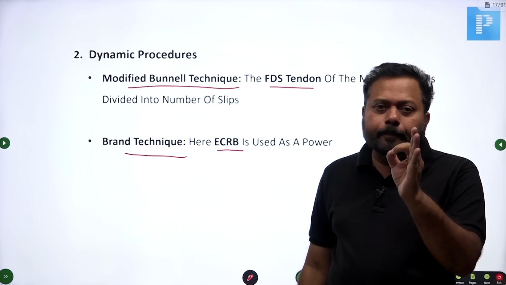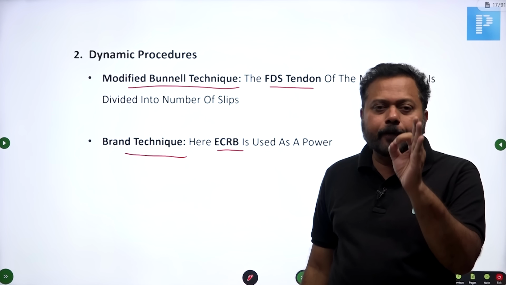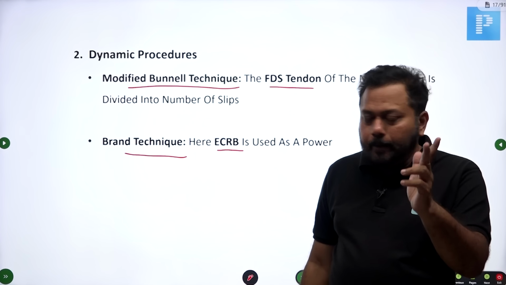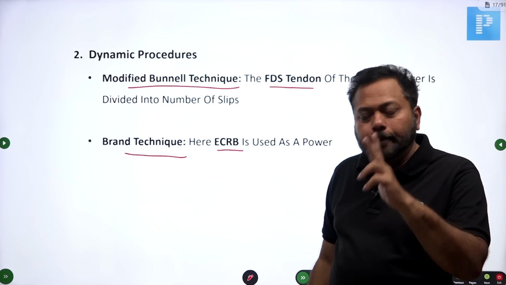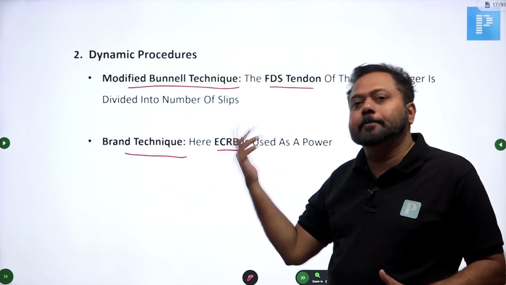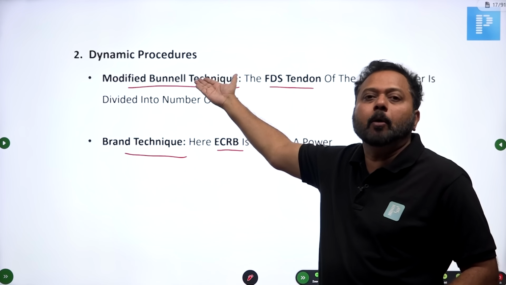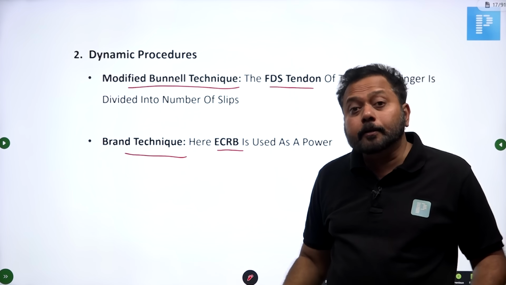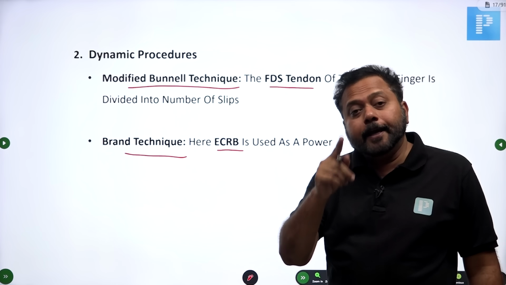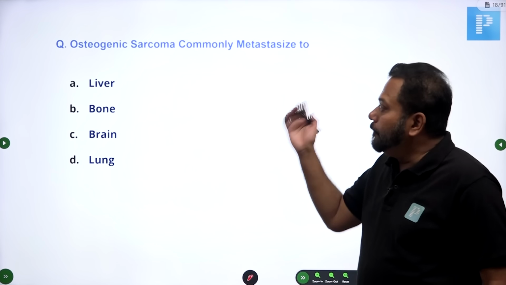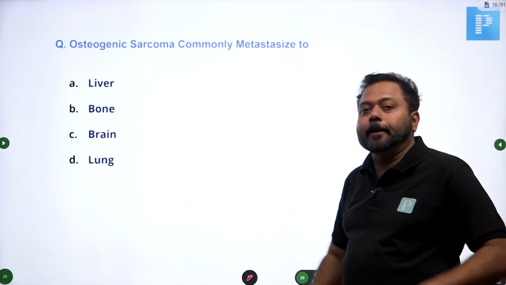For wrist drop, the best technique is the modified Jones procedure. For claw hand, both are equally good, modified Bunnell and Brand. Modified Bunnell is nowadays preferred. That's why I typed that above. So all these are asked questions. There is a high chance they can repeat the same question. Okay, we'll move on to the next topic.